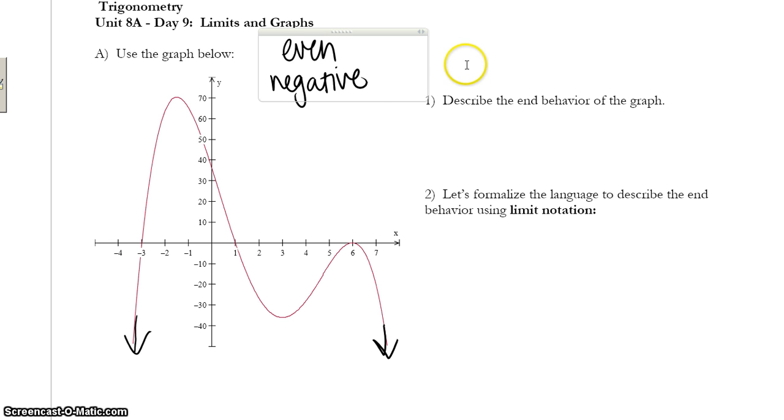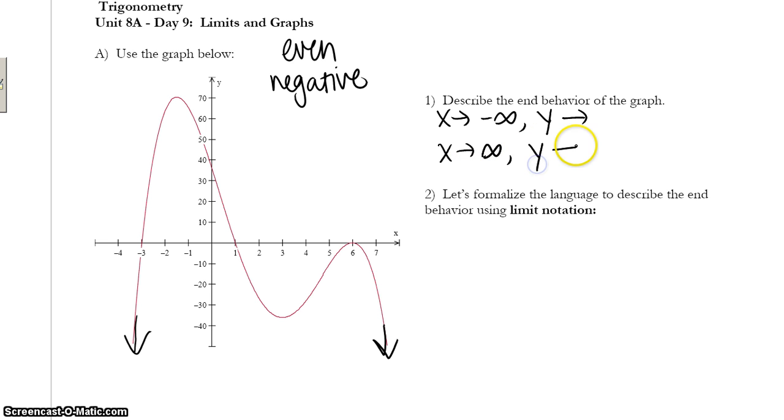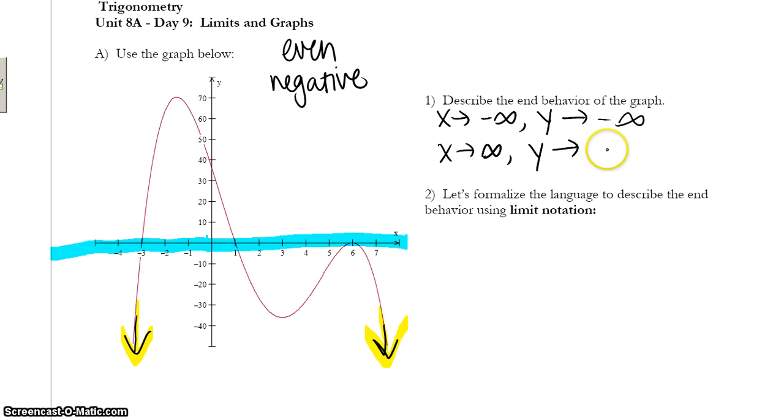Remember that end behavior is as x approaches negative infinity, y approaches something, and as x approaches positive infinity, y approaches something. So let's take a look at that. As x approaches negative infinity, y approaches negative infinity, and as x approaches positive infinity, y approaches negative infinity.